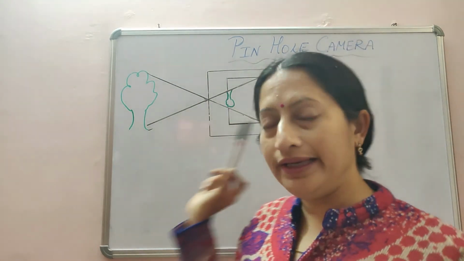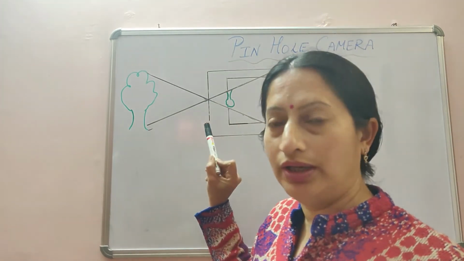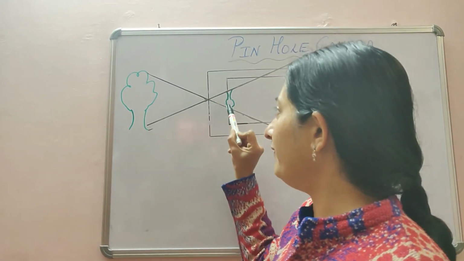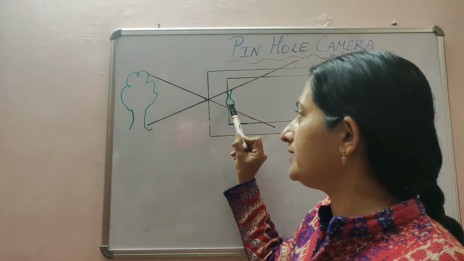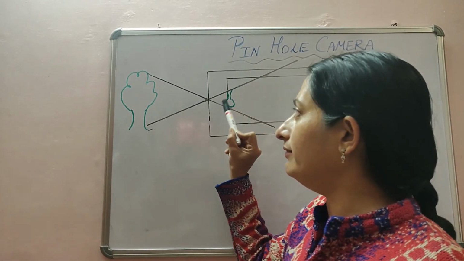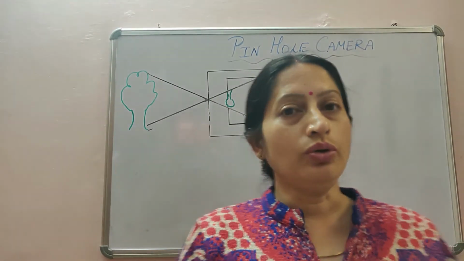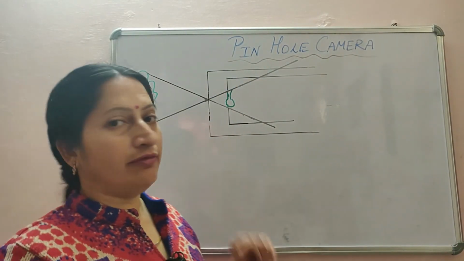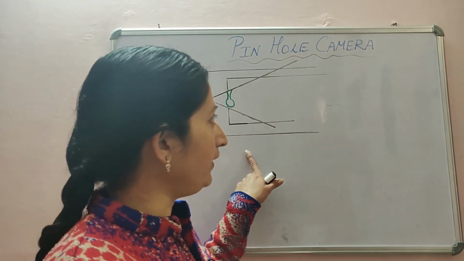Because of the rectilinear propagation of light, the light comes and passes through this pinhole. And the inner box has a translucent sheet on which the image is formed, and you can see a small and inverted image is formed of that object. So the working of the pinhole camera is like this, as it is shown in the figure.